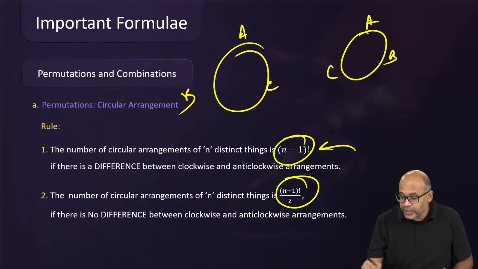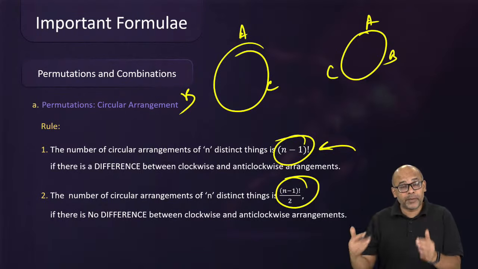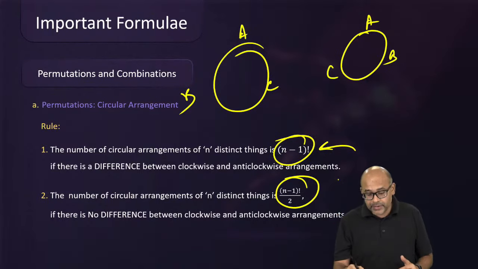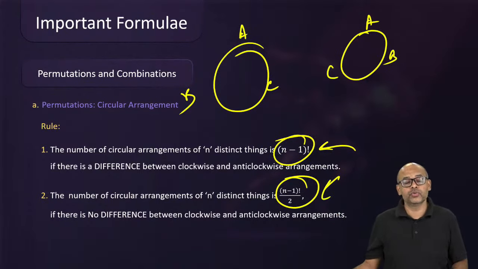Okay, so what you wanted here is n-1 factorial, in case that is for people. When it is coming for a necklace, it will become n-1 factorial by 2. Clear? So this is the concept of P and C circular arrangements.